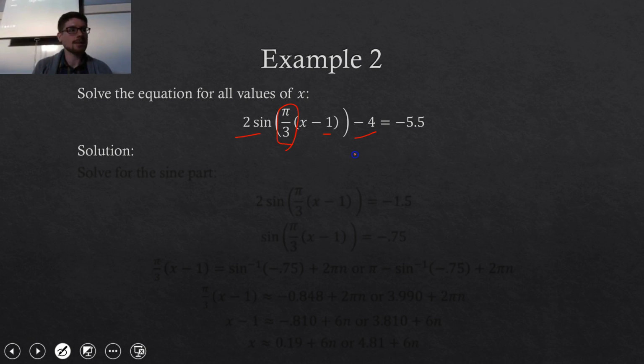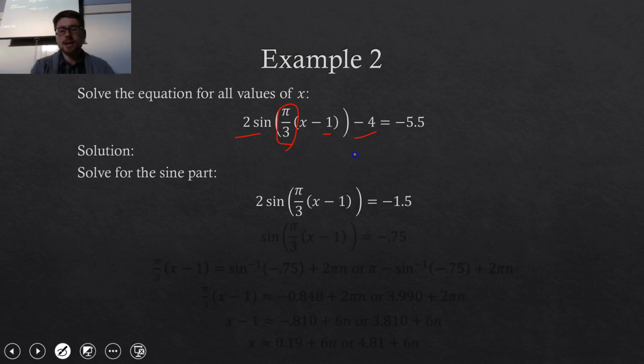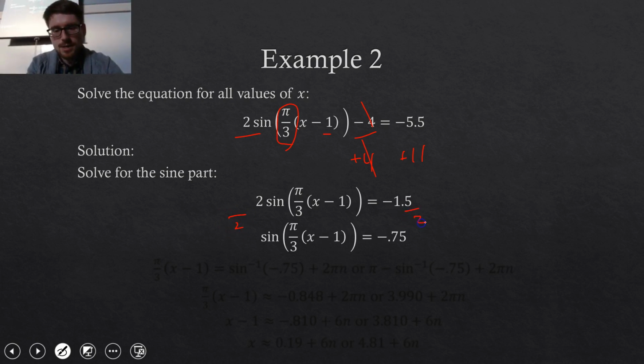But we're just going to solve this algebraically. So the first step you want to take is to isolate the sine. It's to get the sine part by itself. And so if I want to get the sine part by itself, I'm going to get rid of what's happening on the outside. Namely, I'm going to add 4 to both sides. That gets me negative 1.5. And then I will divide by 2. And that gets me negative 0.75 for what the sine equals. Okay? Just some simple solving steps to begin with.